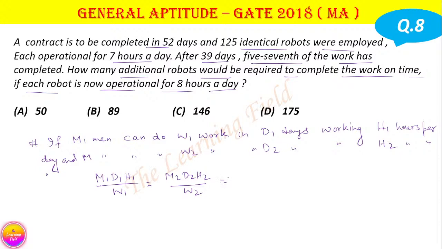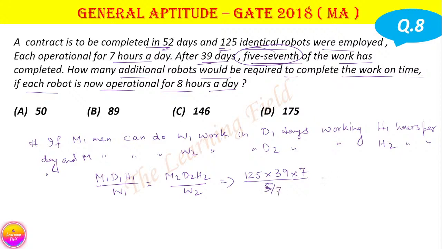Now we just put the values. First, M1 is 125 identical robots. D1 means the number of days they worked, 39 days, so here we write 39. H1 means the hours they work per day, 7 hours per day, and W1 means the work they did, 5/7. So 5/7 is the work they had already done.